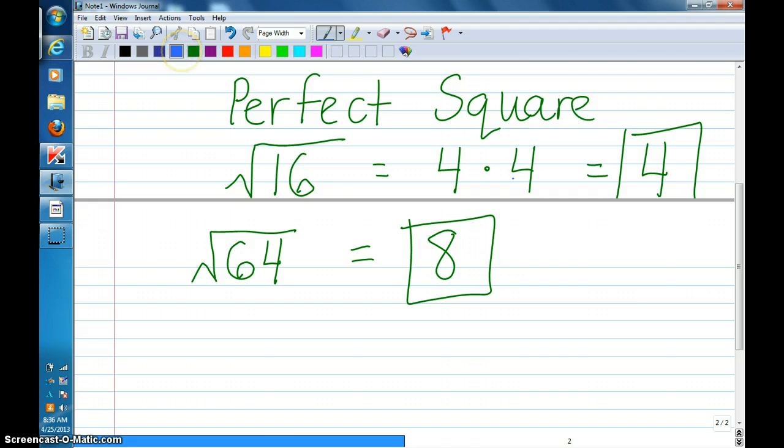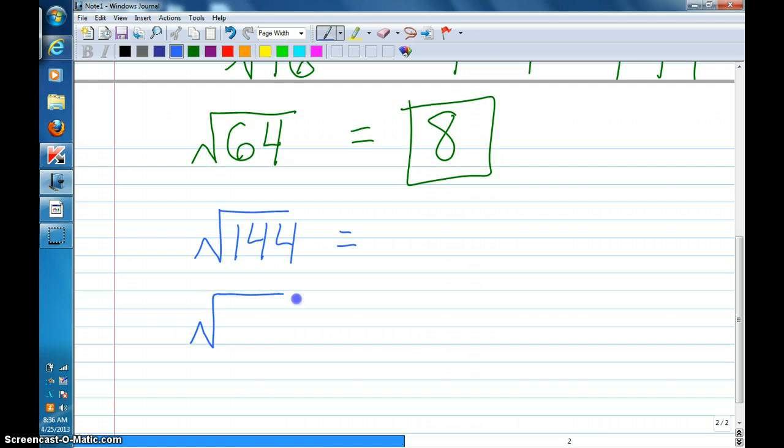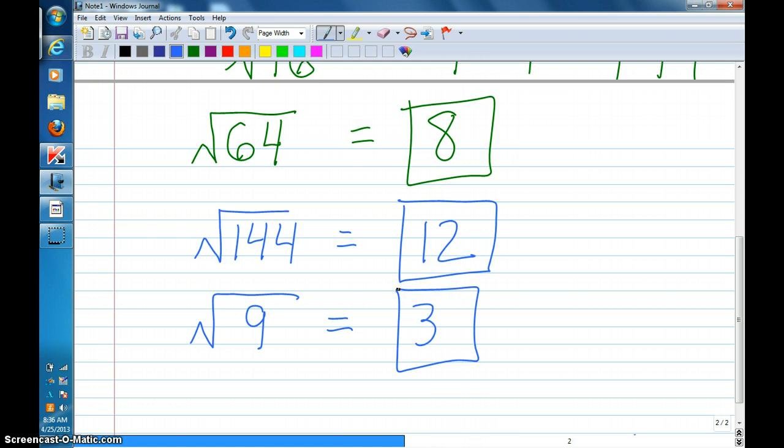Okay, let's try a few more perfect squares. This is kind of like example 1, also kind of leading into example 2. These are both perfect squares. Go ahead, find the square root of 144, and also find the square root of 9. You were right if you got the square root of 144 is 12, and the square root of 9 is 3. So again, these are perfect squares because they come out to a whole number.